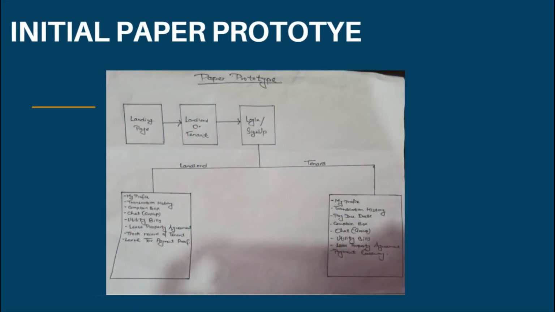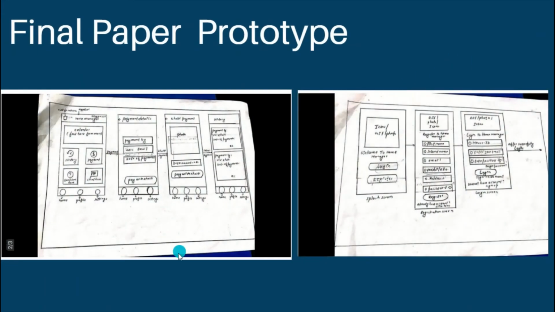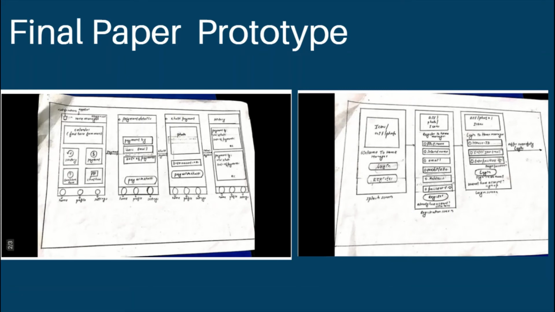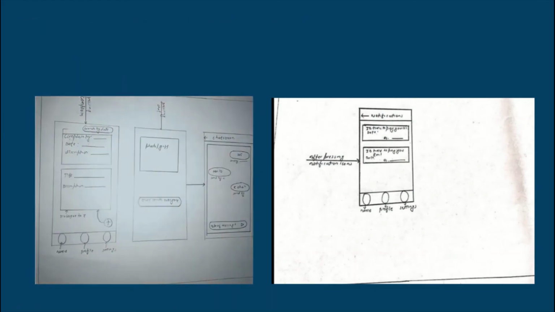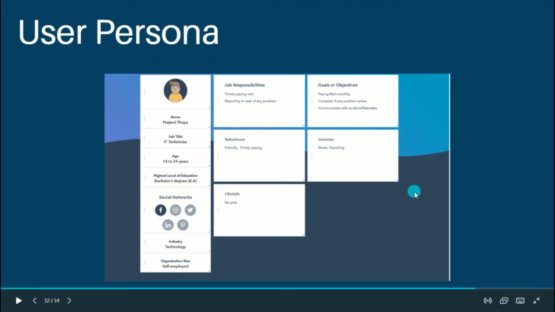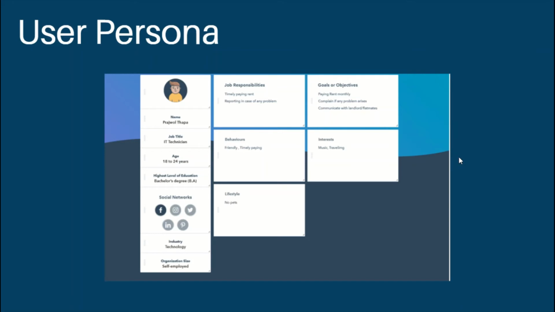As a very initial attempt, we designed paper prototypes of the application to show the data flow, as seen on the screen. And then after taking reviews from friends and this discussion, we designed the final paper prototypes of the application, which can be shown on the screen. And finally, we created a fictional user persona of the landlord. After understanding the types of users who are more probable to use our application, their requirements and expectations, we finally designed a user interface prototype.